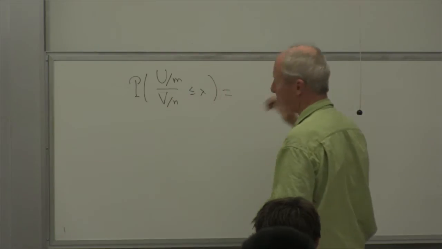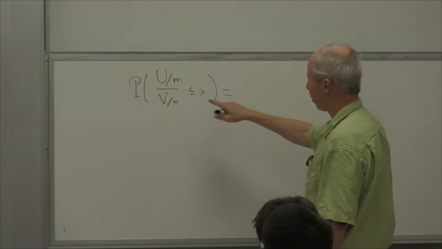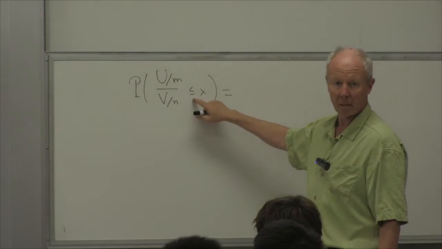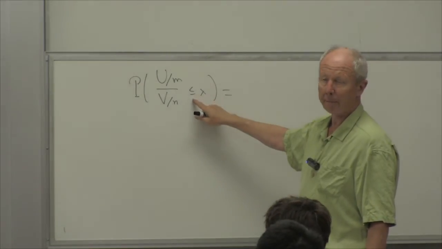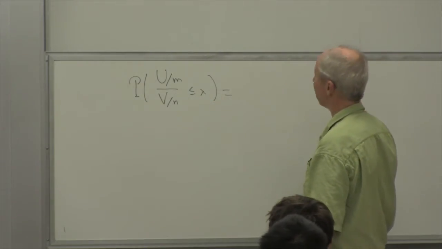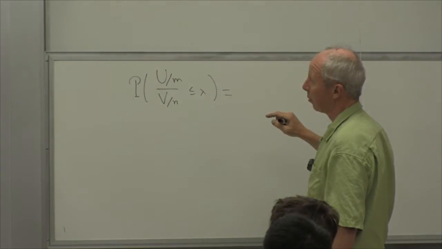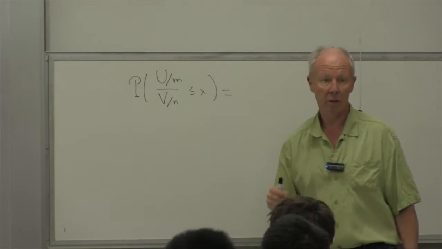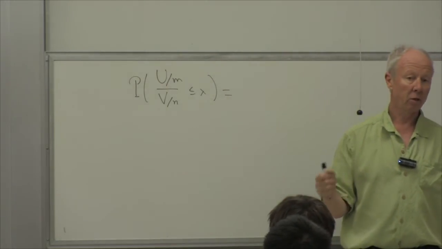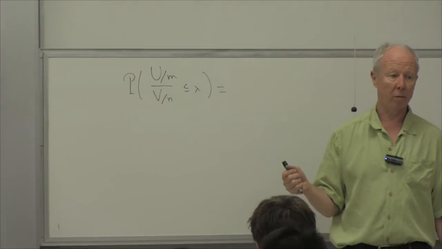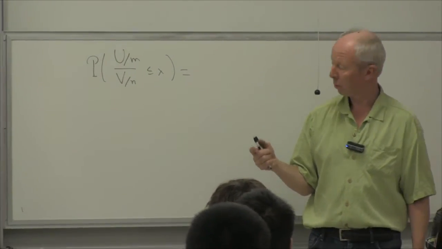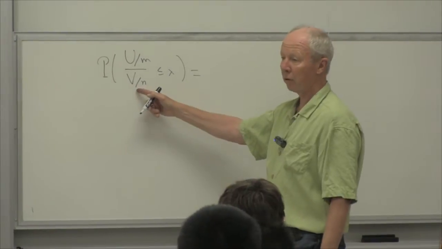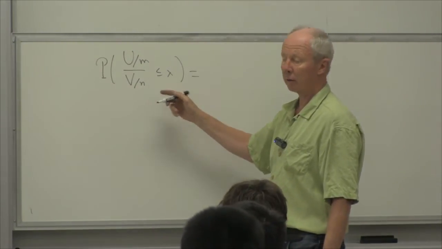Let's multiply through by v over n. Does that change this sign at all? What were U and V? Chi-squares with m and n degrees of freedom respectively. What were chi-squares? Sums of squares of normals. So chi-squared random variables are always non-negative or positive. So when I multiply through by v over n, I don't change the direction here at all.